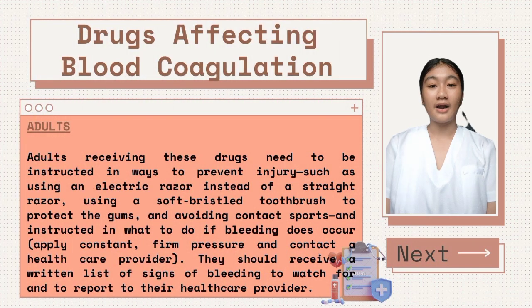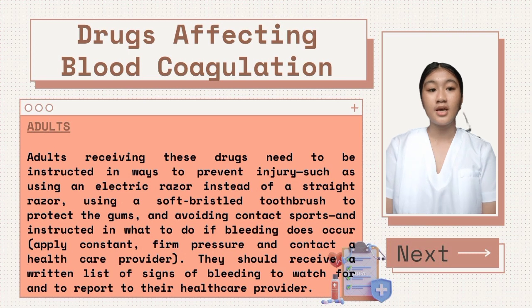I am Jennifer Marapok and I'm going to discuss drugs affecting blood coagulation for adults. Adults receiving these drugs need to be instructed in ways to prevent injury, such as using an electric razor instead of a straight razor, using a soft bristle toothbrush to protect the gums, and avoiding contact sports, and instructed in what to do if bleeding does occur. They should receive a written list of signs of bleeding to watch for and to report to their healthcare provider.